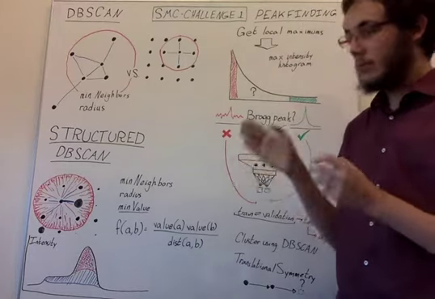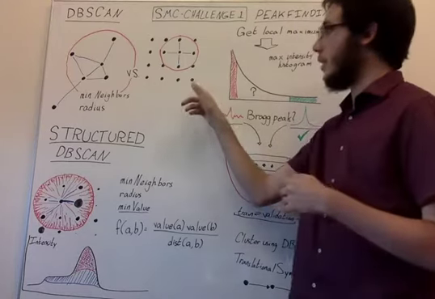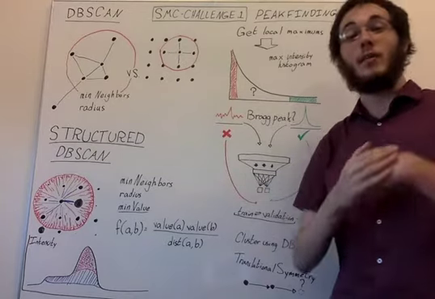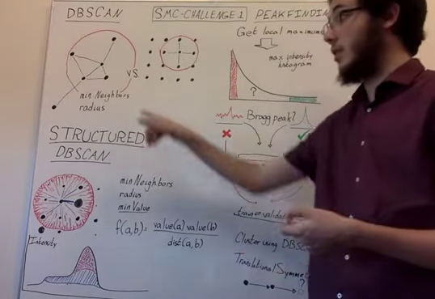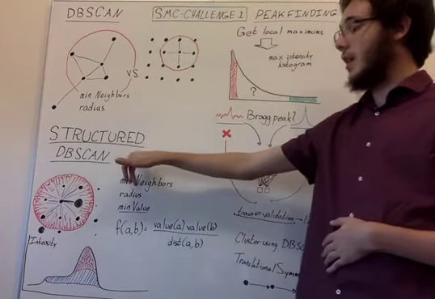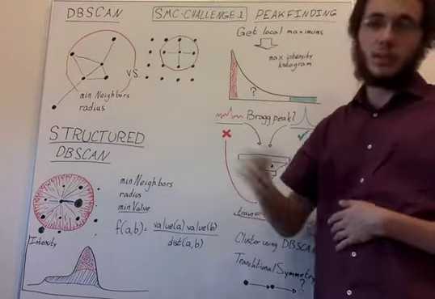The problem with our data is we have a grid. Since we have a grid, we'll either have all clusters or no clusters at all, depending on these two parameters. Instead, we made up an algorithm called structured DBSCAN.